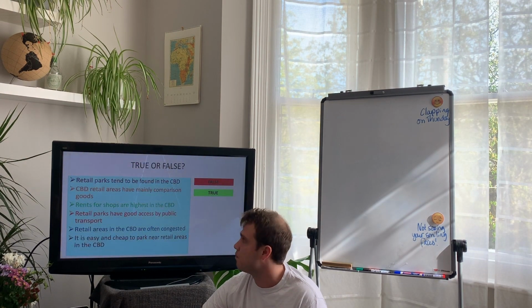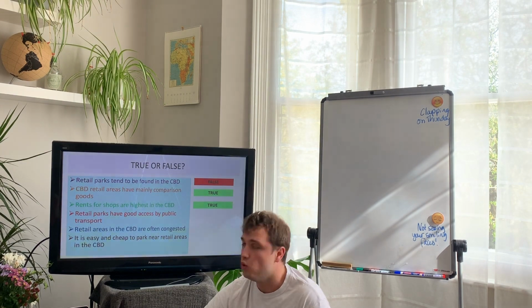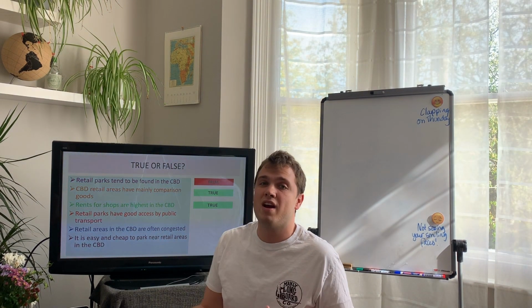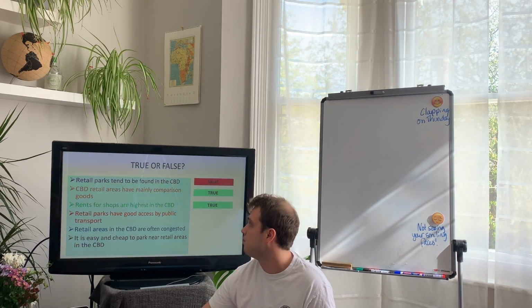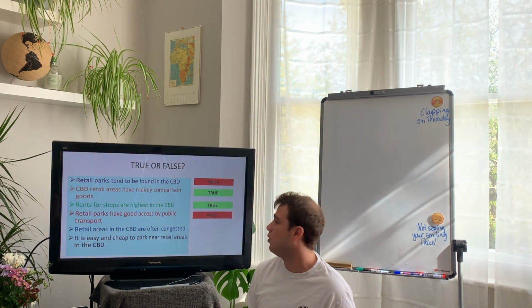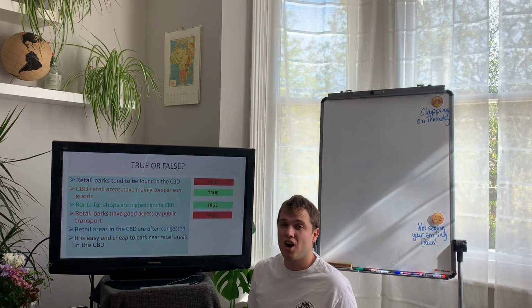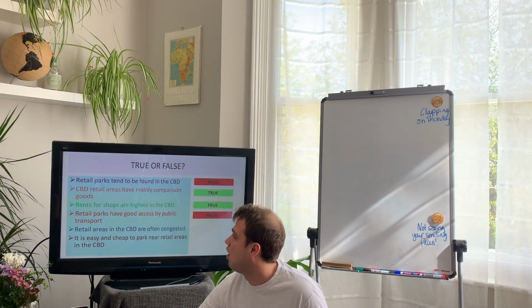That one is true. Rent for shops are highest in the CBD. That one is also true. So it costs the most money to rent a retail space in the centre of a city compared to in the suburbs. Retail parks have good access by public transport. That one is false. Generally, you need a car to be able to access retail parks. You can get buses sometimes, but it's much easier if you've got a car.